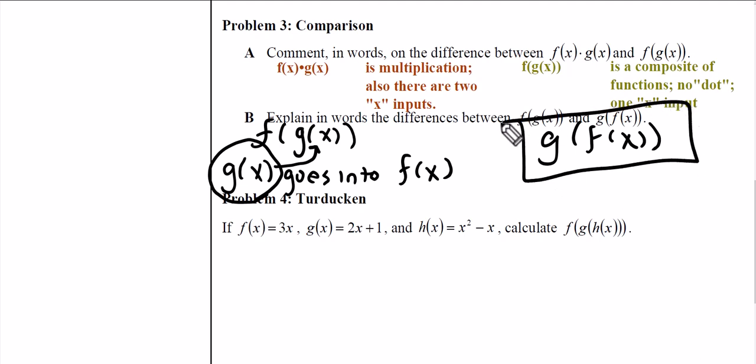g of f of x, I'm going to ask you to write the words down, but I'm not going to write them for you. I'm going to just say them. g of f of x is asking us to take f of x and to put it into g of x. So they look the same, but the order is not the same. In the first case, g of x goes into f of x. In the second case, f of x goes into g of x.